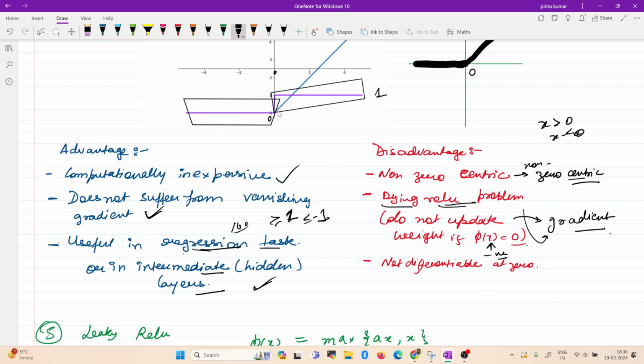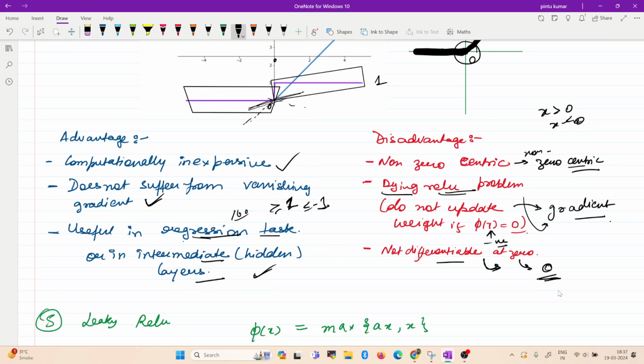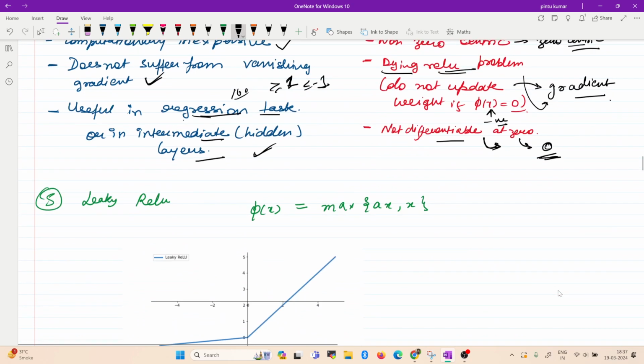Another problem that it has is that it is not differentiable at 0. If you look carefully, this graph can have this as derivative, this as derivative, or anything between this you can draw as a tangent at this point. Okay. So this does not have a unique derivative, so let's say that it is not differentiable at 0. Okay. People use some approximations to make it completely differentiable, but yeah, it is not differentiable at 0. So it is problematic at 0. Okay. So these were some advantages and disadvantages for ReLU activation function.